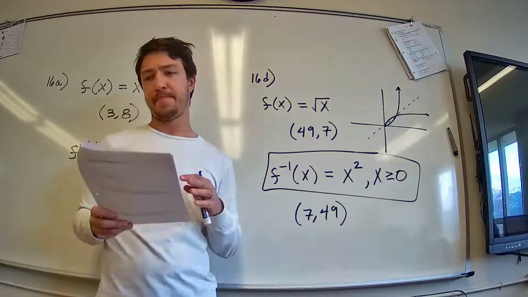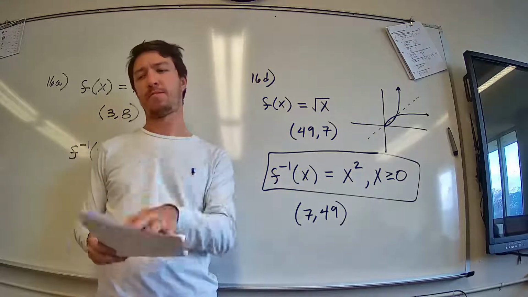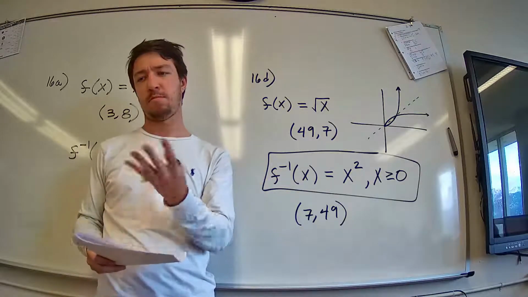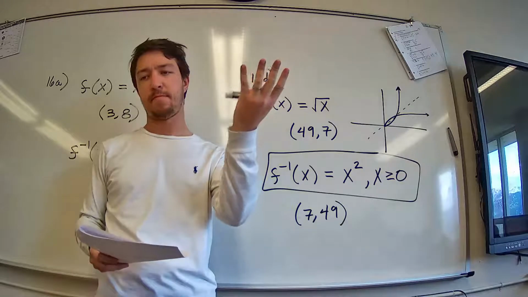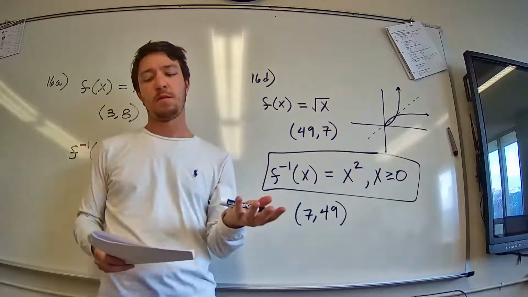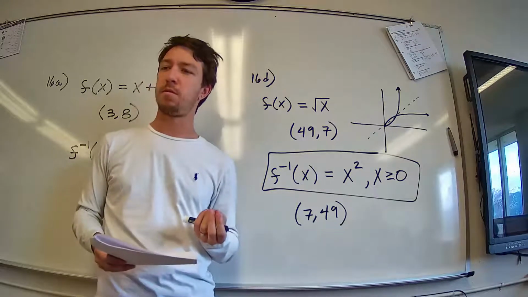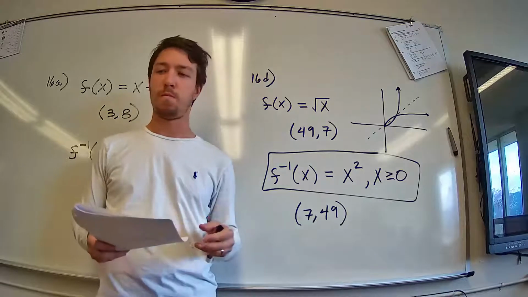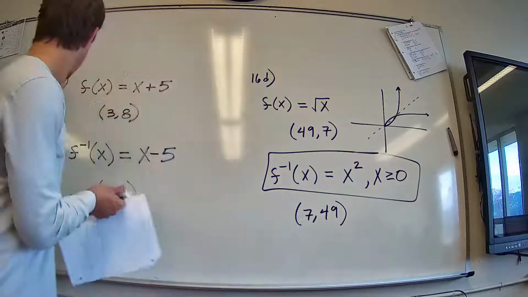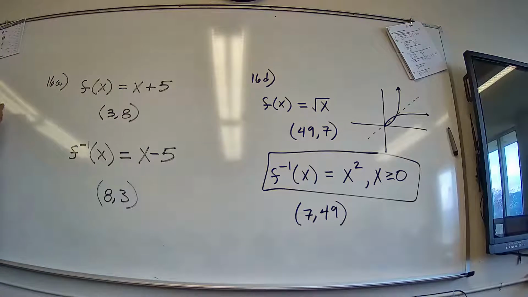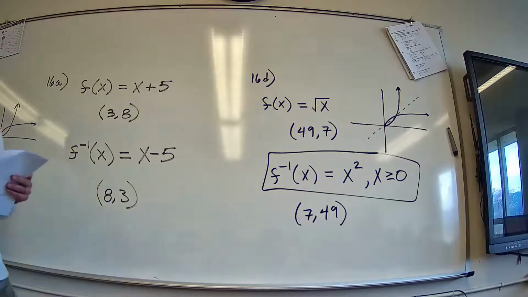How about E? What's the inverse of cube rooting? Cubing. Do we need a domain restriction? No. Because the cube root function is well behaved. The cube root function looks like this. So any horizontal line test issues? No. His inverse is just x cubed, no restriction required.